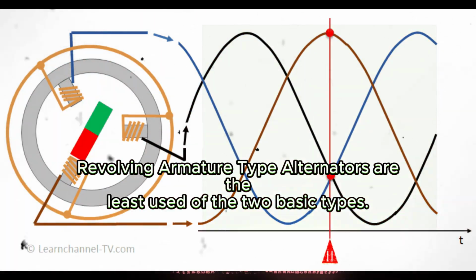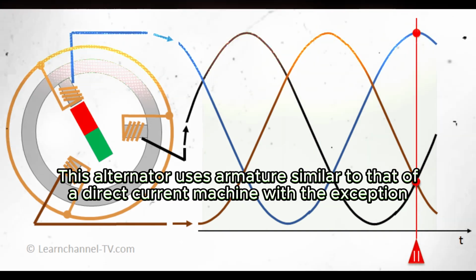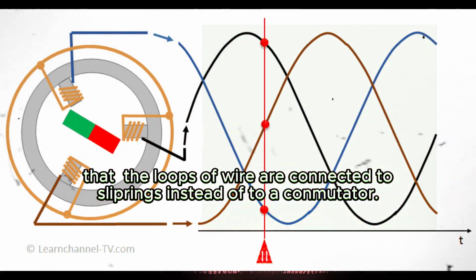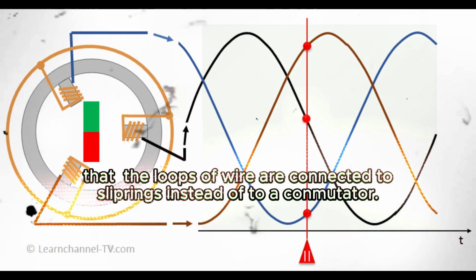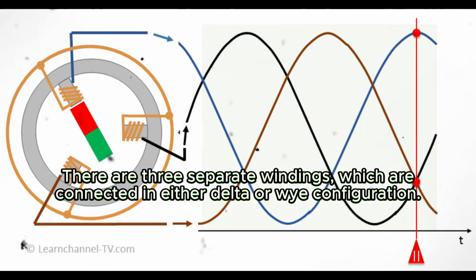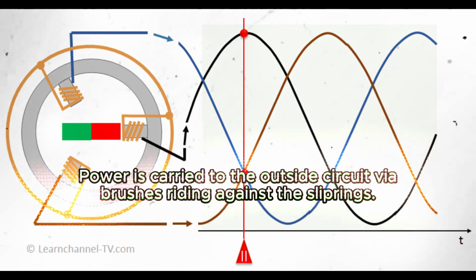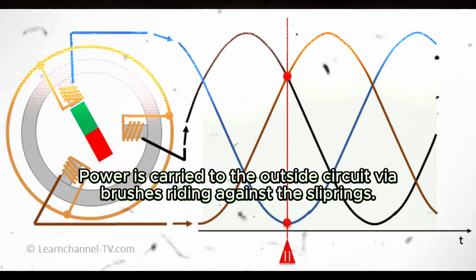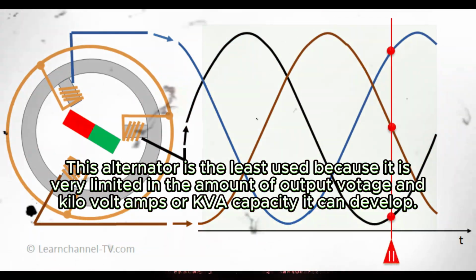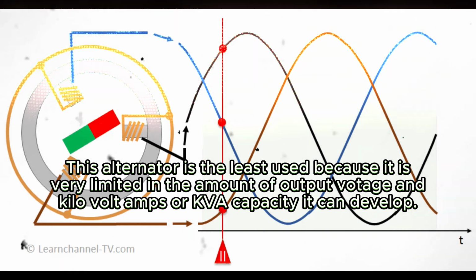Revolving armature type alternators are the least used of the two basic types. This alternator uses an armature similar to that of a direct current machine, with the exception that the loops of wire are connected to slip rings instead of to a commutator. There are three separate windings, which are connected in either delta or Y configuration. The armature windings are rotated inside a magnetic field. Power is carried to the outside circuit via brushes riding against the slip rings. This alternator is the least used because it is very limited in the amount of output voltage and kilovolt-amps, or kVA, capacity it can develop.